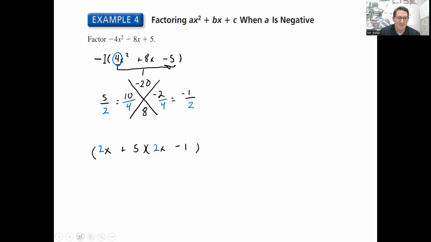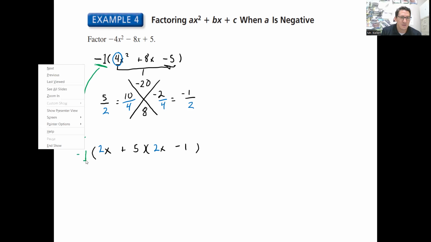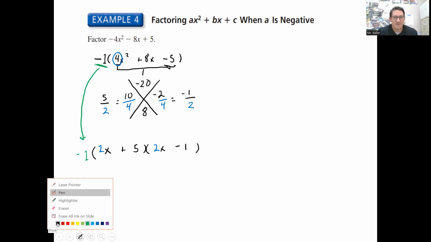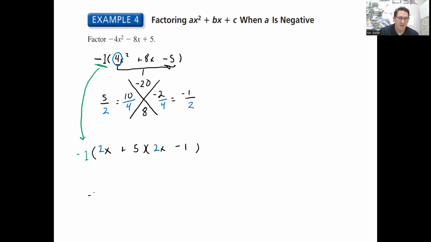All right. And then we can't forget. This is a common mistake that I'll see. We took out this negative 1 in the beginning. We have to include that. We got to include that in our answer. So it's negative 1 times 2x plus 5 times 2x minus 1. So let me write that a little bit neater. So negative 1 times 2x plus 5 times 2x minus 1.